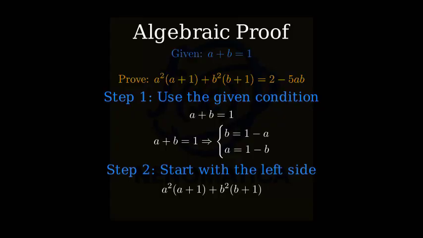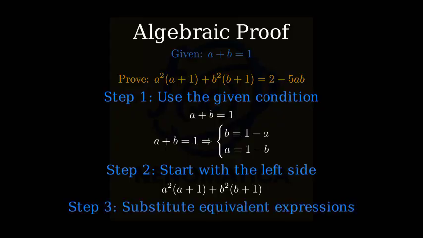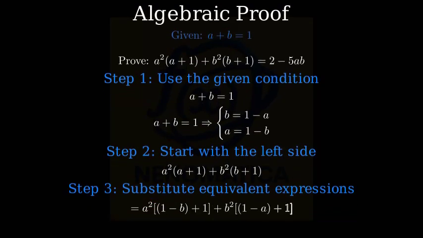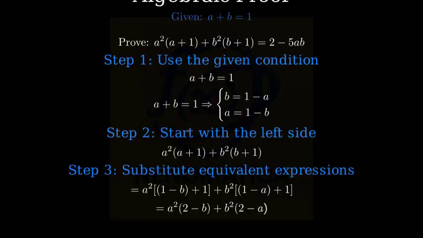For the next step, we'll substitute our expressions for a and b. Since a equals 1 minus b and b equals 1 minus a, we can rewrite our expression as a squared times open bracket 1 minus b plus 1 close bracket plus b squared times open bracket 1 minus a plus 1 close bracket. Simplifying inside the brackets, we get a squared times 2 minus b plus b squared times 2 minus a. Let's continue by expanding this expression.